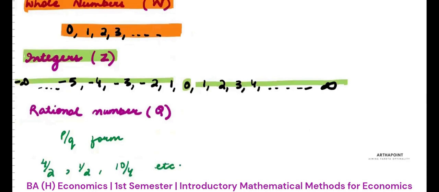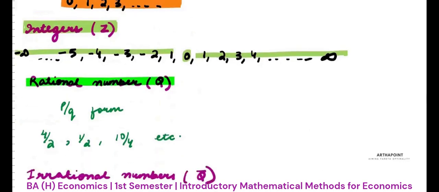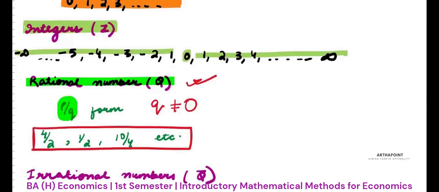Then we have rational numbers. Anything which is of the form P by Q, where Q is not equal to 0, is known as a rational number. So these are the set of all rational numbers.